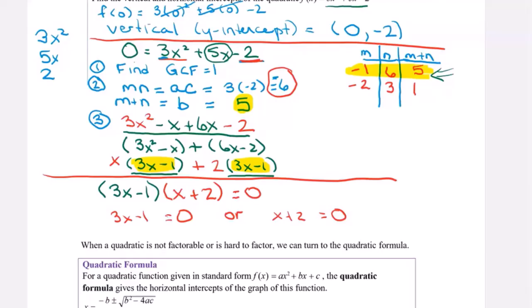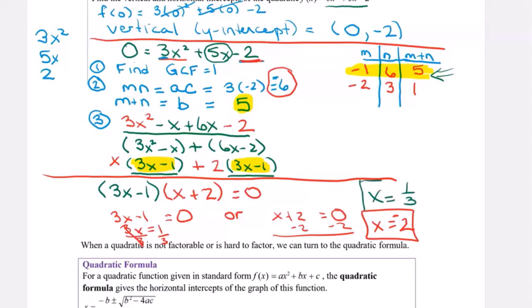So I add 1 to both sides. I get 3x equals 1, divide both sides by 3, and I get x equals 1/3, or I subtract 2 from both sides, and I get x equals -2. So I have, let me write it in another color, x equals 1/3, or x equals -2. Okay, so that is doing it with factoring.